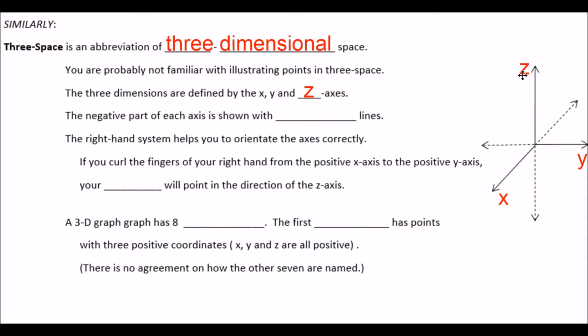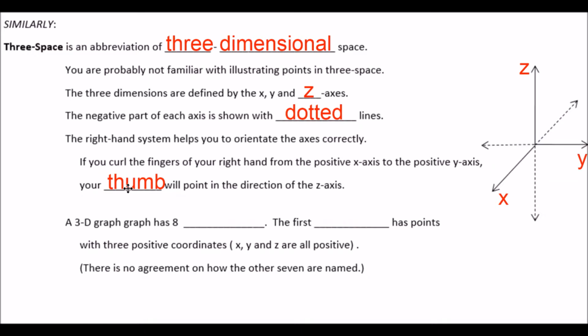The negative part of each axis is shown with a dotted line. So here this is positive x, over here this is negative x. Positive y, positive z, and negative z. The right hand system helps you orientate the axis correctly. If you curl the fingers of your right hand from the positive x-axis, which is your index finger, your middle finger is the y, and of course your thumb is then pointing up in the z-axis.